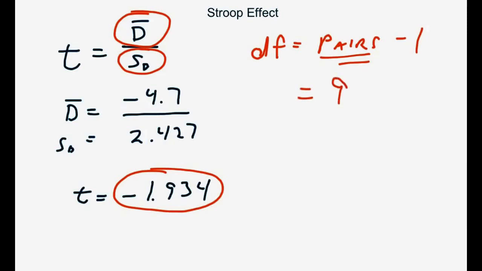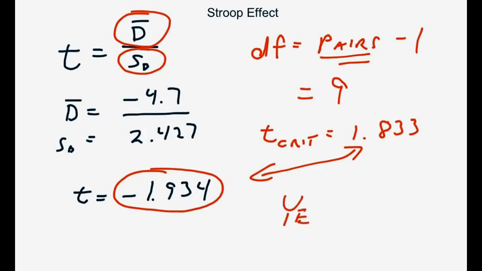And if we look up the critical t in the table in the back of your book at 9 degrees of freedom, we get that critical t is 1.833. Critical t for 9 degrees of freedom is 1.833. And so now we compare these two. Is 1.934 larger than 1.833? When looking for significance, we don't have to pay attention to the sign. And in this case, yes, it is significant at the 0.05 level.